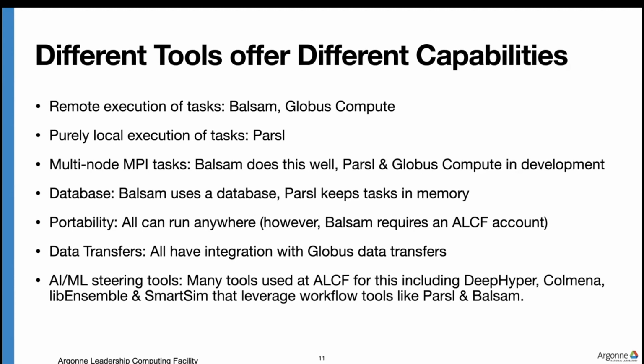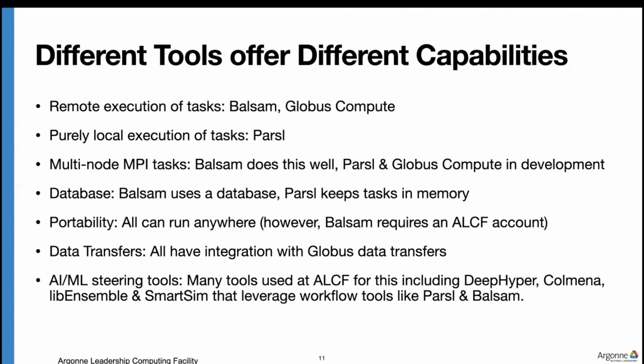Databases: Balsam uses a database, while Parsl keeps tasks in memory. Depending on what your needs or preferences are, that might be an advantage or a disadvantage. Portability: all of these tools can run anywhere. However, Balsam does require an ALCF account to validate with the server. All have integration for data transfers.